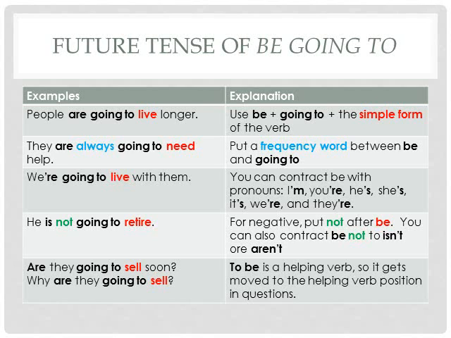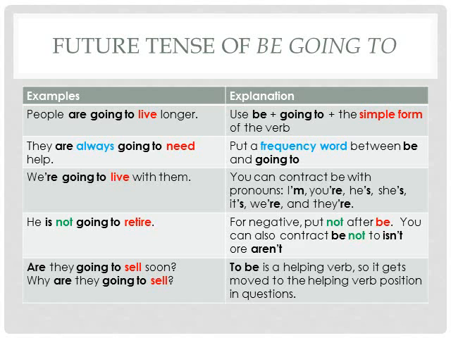I'm, your, he's, she's, it's, we're, and they're. Okay. And then with the negative, we're going to put the not after the verb to be. So he is not going to retire. Okay. We can also contract it to isn't or aren't. So in this case, it would be he isn't going to retire, or he is not going to retire.